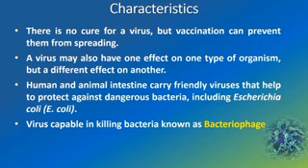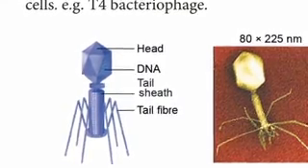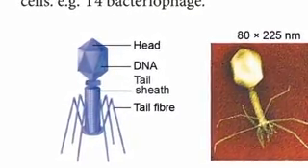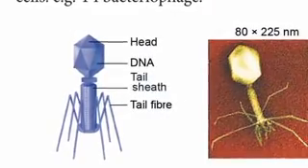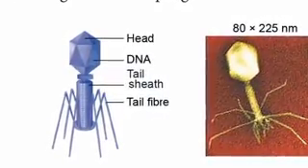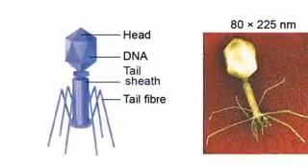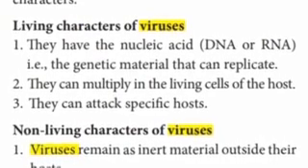A virus may have one effect on one type of organism, but a different effect on another. The human and animal intestine carry friendly viruses that help to protect against dangerous bacteria, including E. coli, or Escherichia coli. A virus capable of killing bacteria is known as a bacteriophage. So children, keep it in mind.